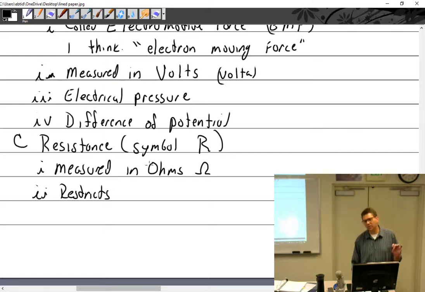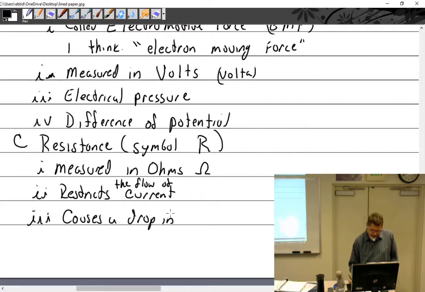It restricts. Is it going to restrict the current or restrict the voltage? Current. It restricts current, but there'll be a voltage drop. It restricts the flow of current, and causes a drop in voltage, which is pressure. It can also be thought of as electrical friction.